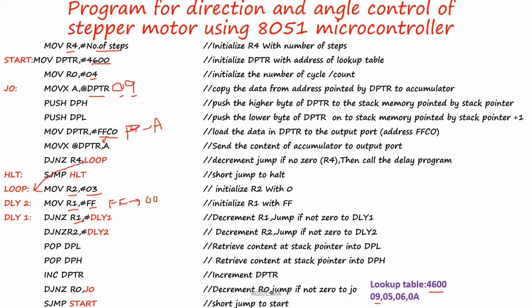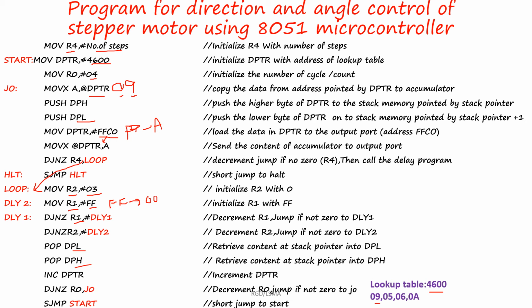The pop means you are going to retrieve the content at the stack pointer into DPL. So here the pop retrieves the last value which was pushed to the stack. The last value pushed is the lower order byte and you are going to pop the lower order byte first, then the higher order byte. So the pop instruction is generally used to retrieve the data pushed to the stack. So 09 is the data you pushed to the stack.